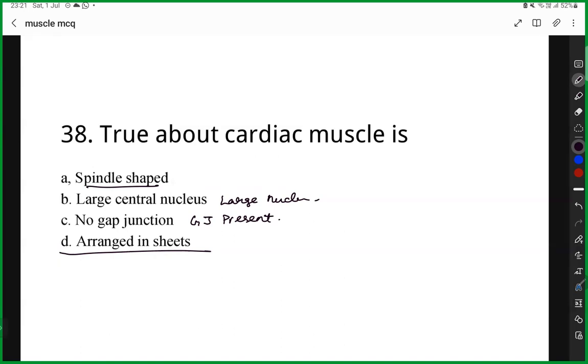They are arranged in a very different pattern. They are arranged with intercalated discs. So this is wrong. And what is the shape? The shape of your cardiac muscle is not spindle shaped. That is also wrong. So it has a large central nucleus. That is your right answer.